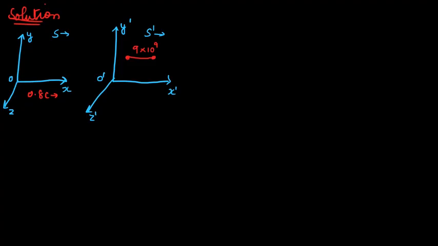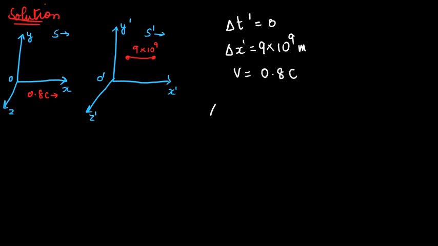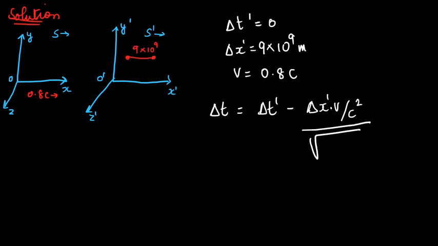So this is my diagram where in one frame the event is happening simultaneously. So over here I can say that my del t prime will be 0 and del x prime over here is 9 into 10 power 9 meter, and we know that velocity is given as 0.8c. Now if I have to find the time interval in my other frame, then the formula is this: del t is equal to del t prime minus del x prime into v by c square, the whole divided by root over 1 minus v square by c square.